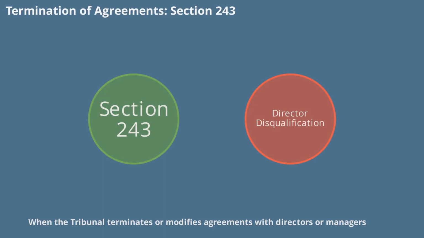When the tribunal terminates or modifies agreements with directors or managers, those individuals cannot claim damages or compensation for loss of office. They are also barred from holding similar positions in any company for 5 years without tribunal approval. This prevents those found unfit from simply moving to another company and repeating their misconduct.